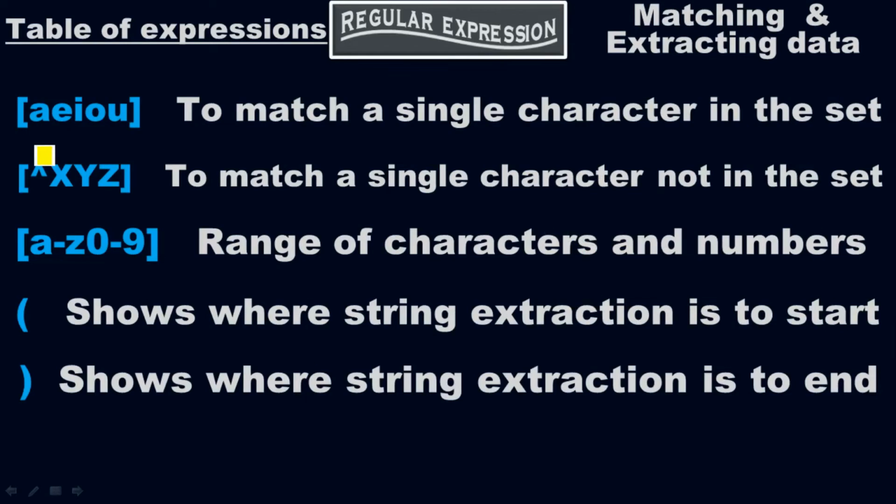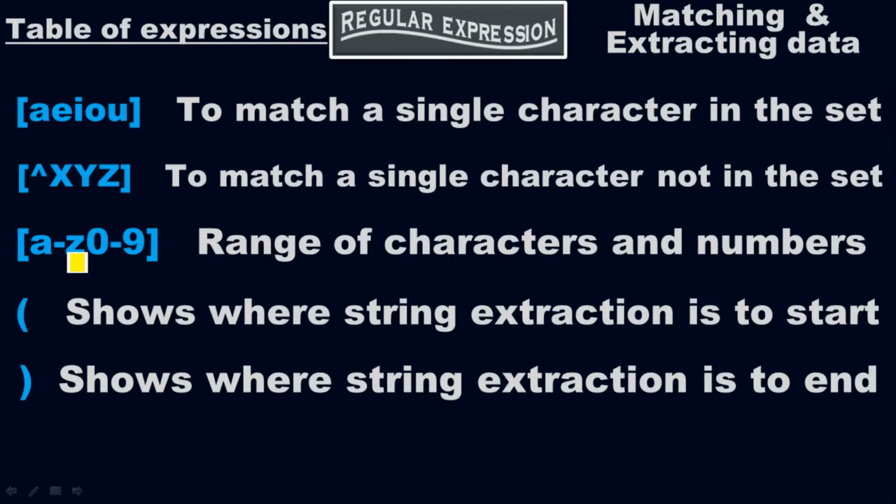Now look at here. If I put A, E, I, O, U inside the closed bracket, it matches that specific character. So the program will check only these characters out of the statement in the regular expression. If you put A inside the closed bracket, it will match A. If you put A, E, I, O, U or A, B, C, D, E, F, G, H, it will match that character only. But what if I put this symbol with the X, Y, Z? It means that it doesn't match those characters in the set.